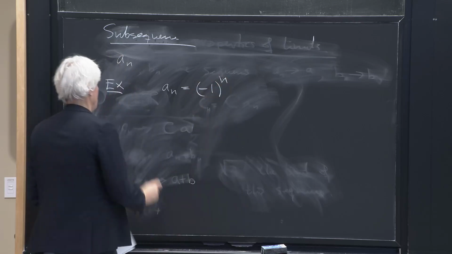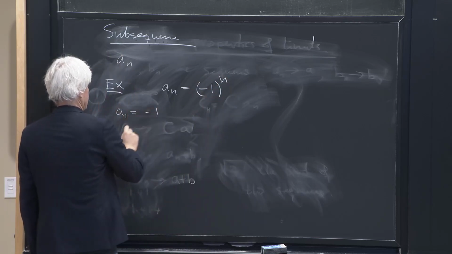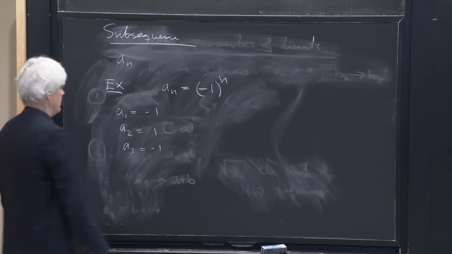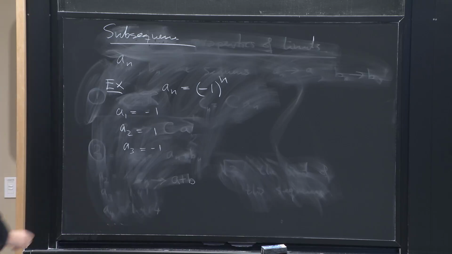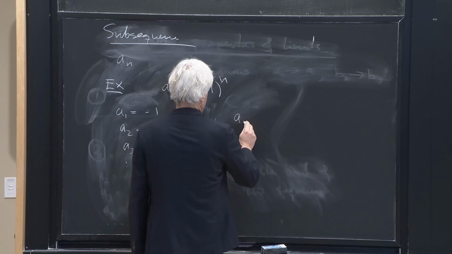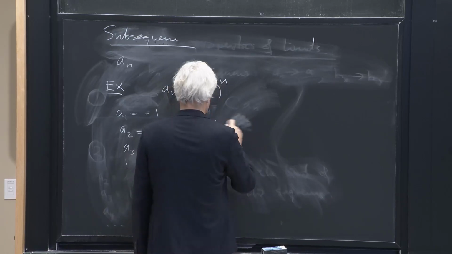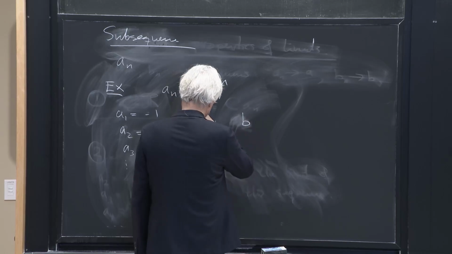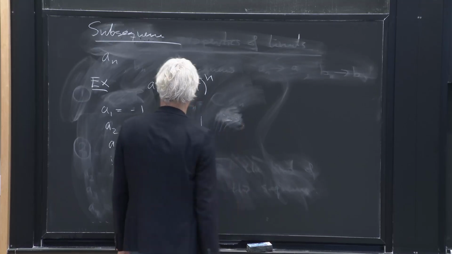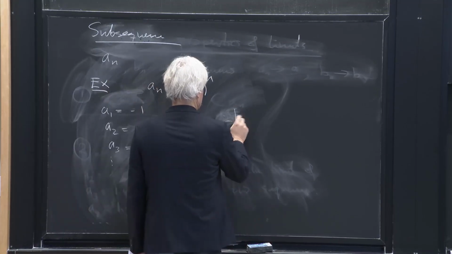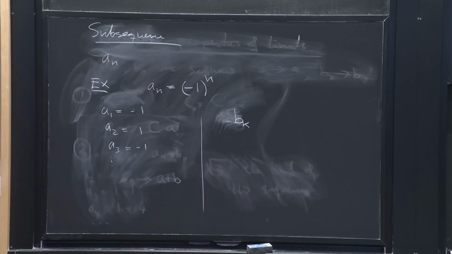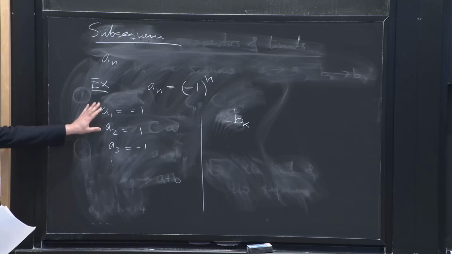So I start with this sequence from before. This was the sequence where A1 was -1, A2 was 1, A3 was -1. It was alternating between -1 and 1. And so in this case, if you take the sequence, let's call it B. Let's use a different index. Let's call it BK. Here k plays the same role as n before, but I want to use a different symbol to not confuse it with the n over here.